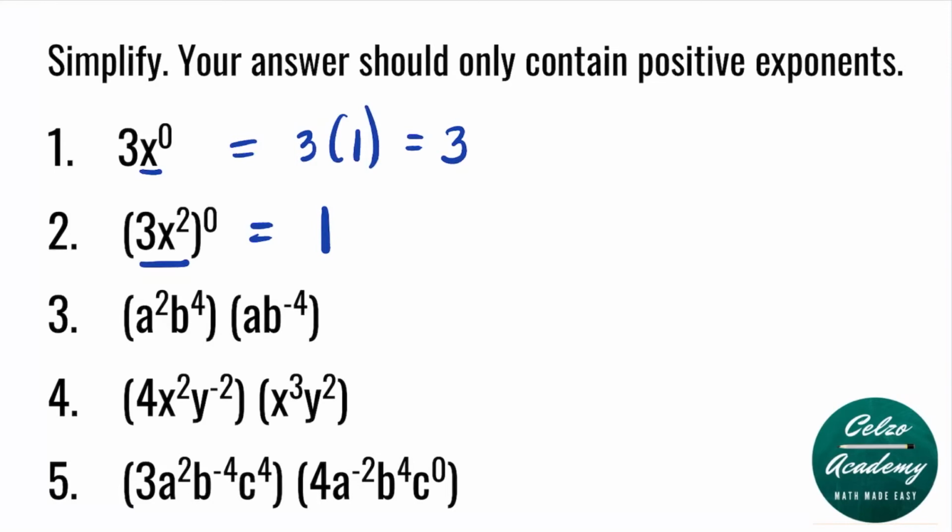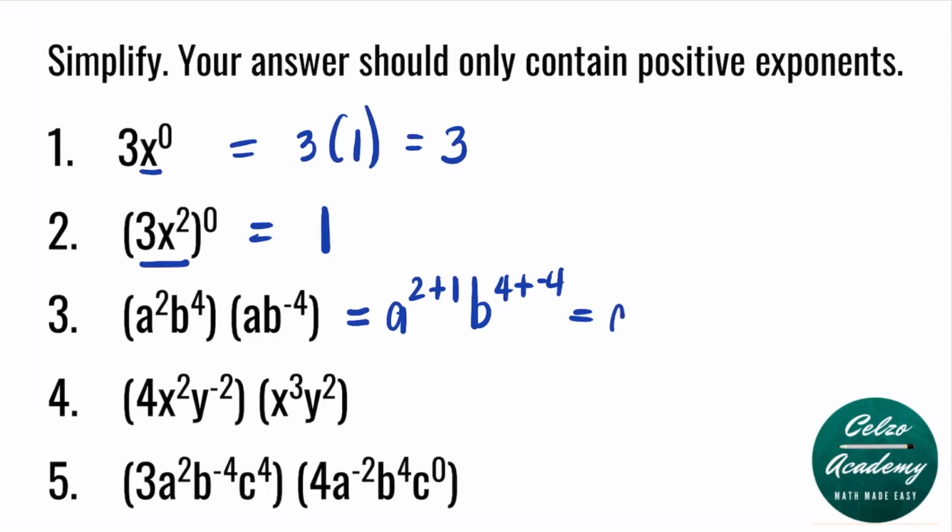Question number 3. The quantity a squared b to the 4th times the quantity ab to the power of negative 4. To simplify number 3, we need to use first the product rule. We multiply first the variable a and then multiply the variable b. Multiplying a squared and a to the 1st, we need to add the powers 2 and 1. Simplifying the variable b, we need to add b to the 4th plus negative 4.